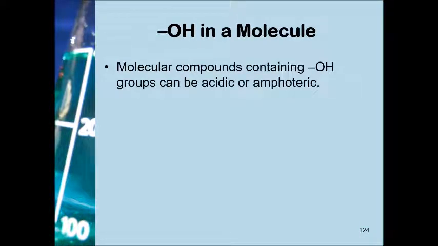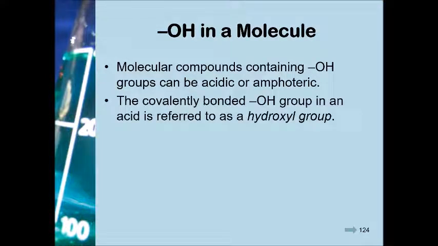Now another topic that kind of finishes up the chapter is the OH in a molecule. This is not the OH in an ionic compound like sodium hydroxide. This is in a molecular substance that has covalent bonds, and molecular compounds containing this OH group can be acidic or amphoteric. And the covalently bonded OH group, not the hydroxide ion, but the OH group in an acid, is referred to as the hydroxyl group.